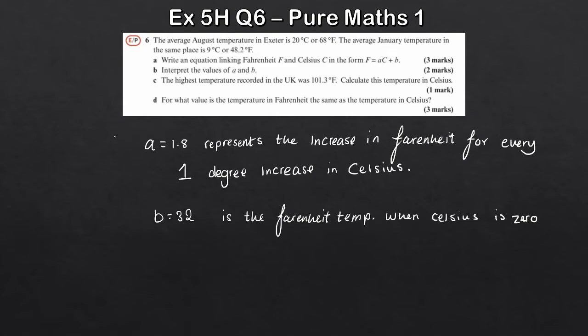Part C, a nice short one. It's saying that the highest temperature recorded in the UK was 101.3 degrees Fahrenheit. We need to calculate its temperature in Celsius. All we need to do here is essentially a substitution. So we're saying 101.3 is equal to 1.8C plus 32. All we need to do now is literally just solve for C. It's as easy as that. So I take 32 off both sides, I get 69.3, and then just divide that by 1.8.